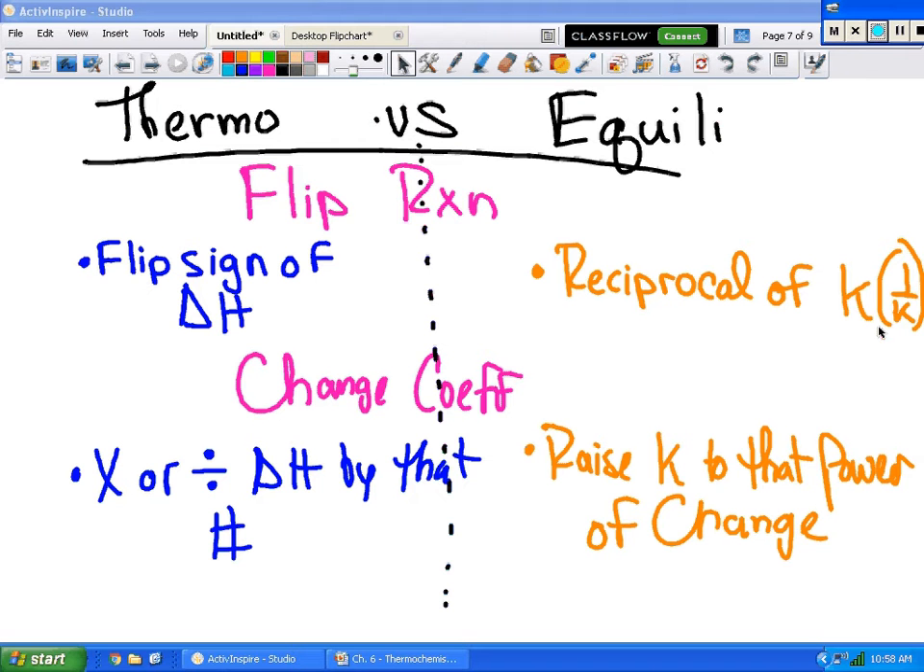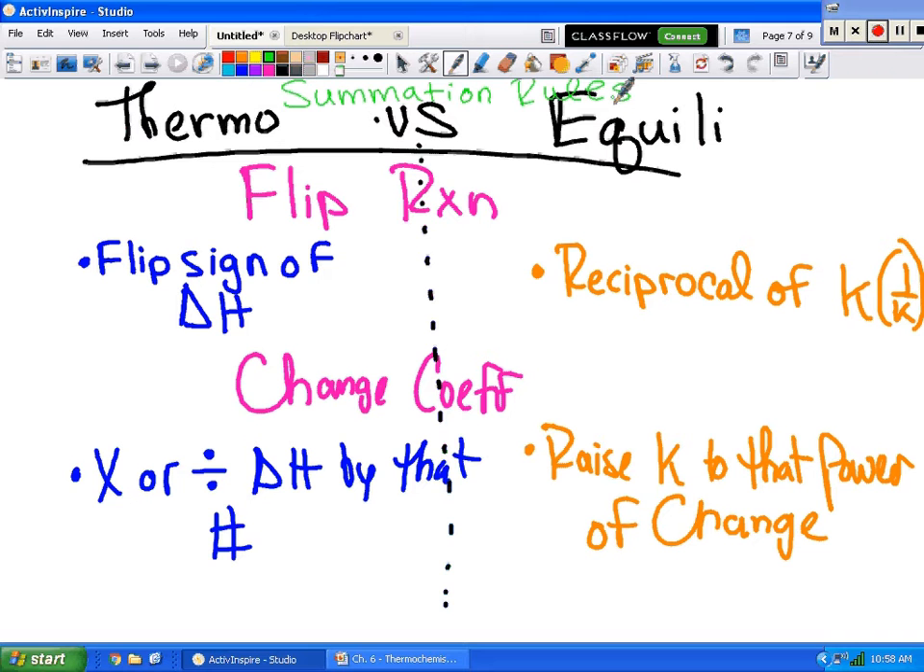So if we're looking at thermo rules, remember, this is summation. I probably should have included this. This is summation rules. Okay, so these are the things you'll do when you have a bunch of different steps. Now, what do we call those many steps that make up a whole reaction? That M word? A mechanism. So these are really for mechanisms, okay?